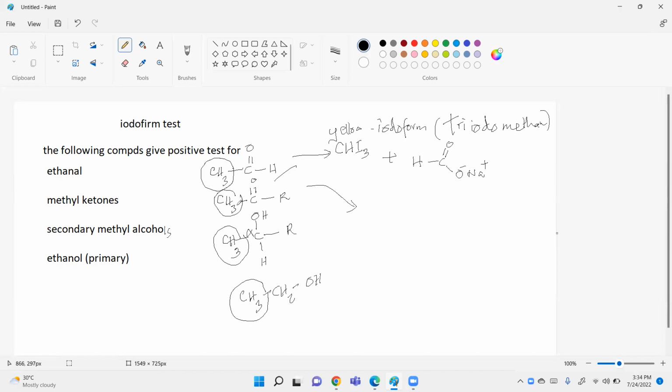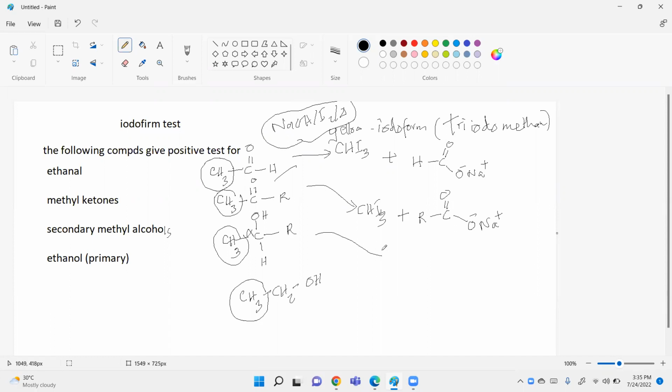The second compound also produces CHI3, and the other part is going to go to a carboxylic acid, RCOOH. But because sodium hydroxide is there in the medium, you get Na plus. That gives you the conditions needed. We call it alkaline iodine solution. We can write sodium hydroxide, iodine, and heat is also needed. These are the reaction conditions and reagents needed for all these reactions.